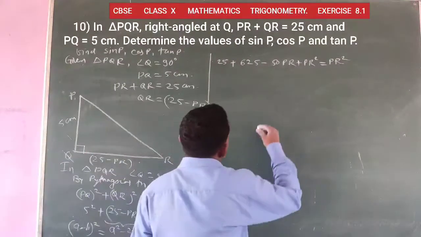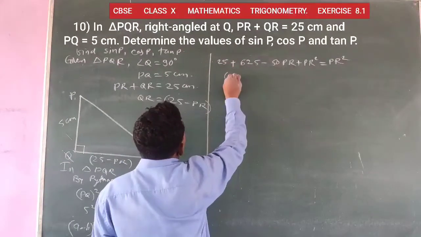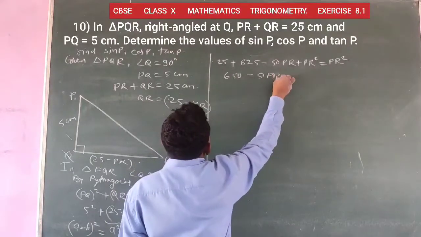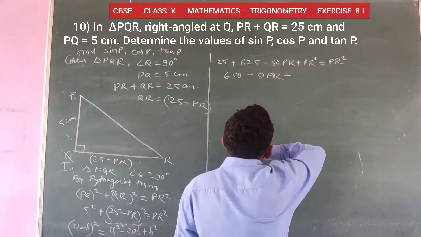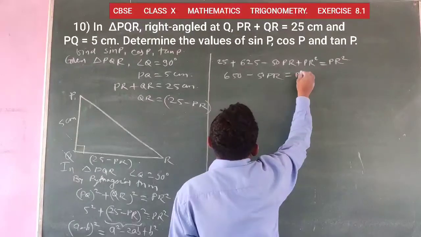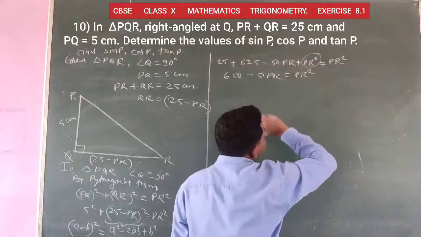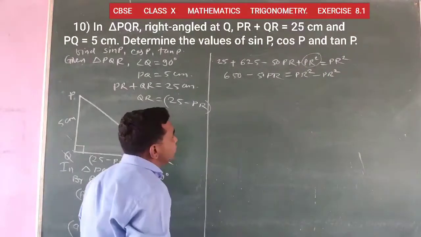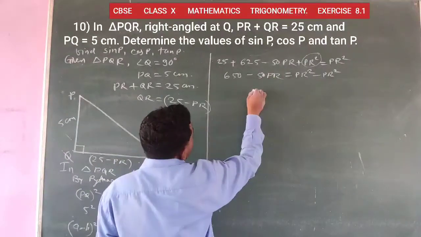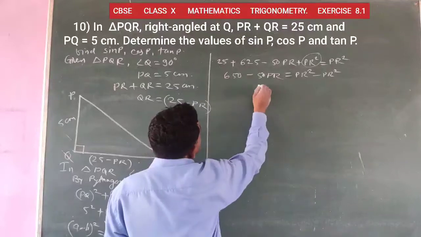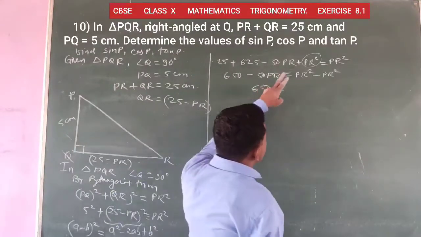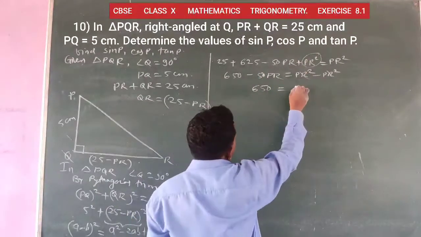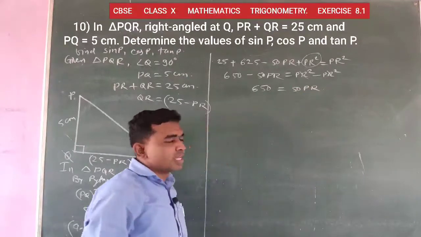After that, this is 625, that means 650, minus 50 PR plus PR square on the left hand side. After transferring to the right hand side it will be in subtraction, so PR square is directly cancelled. And 650 we simply write down, is equal to, the minus term transferred to the right hand side, therefore it will be positive, 50 PR.